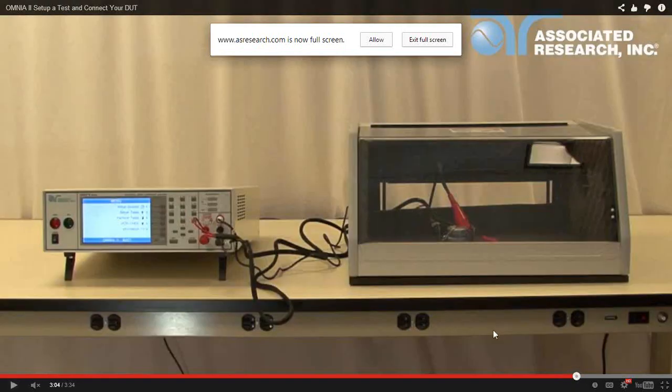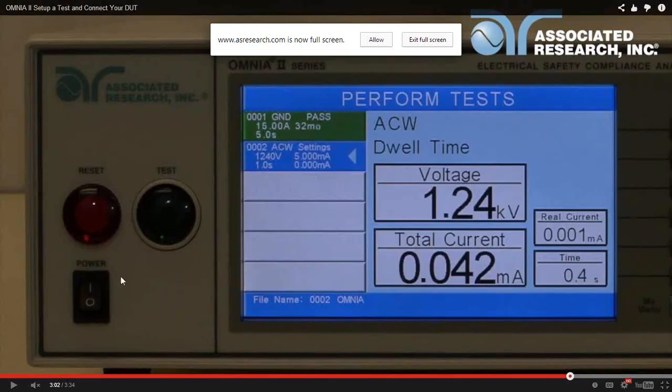So I'm going to pause it right here at the test results so that you guys can see. What happened here is that the ground bond test was run at 15 amps for 5 seconds, and the resulting milliohm reading was 32, as you can see on the screen.